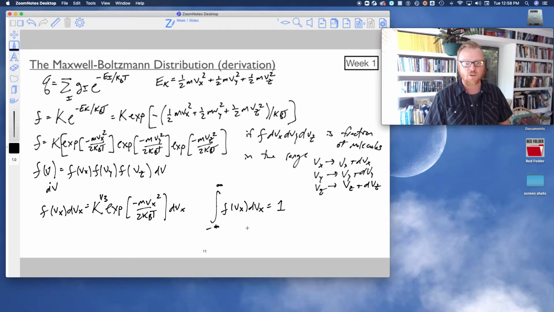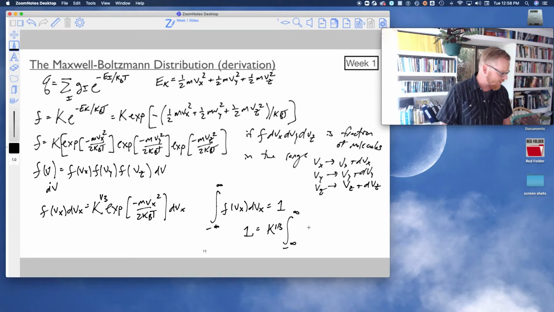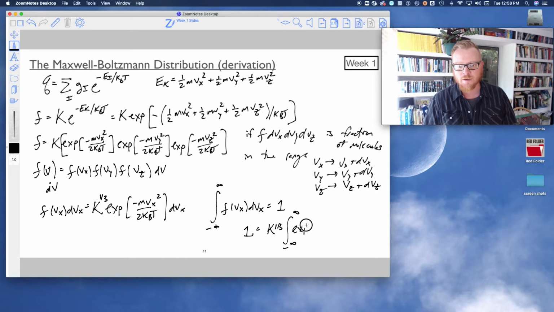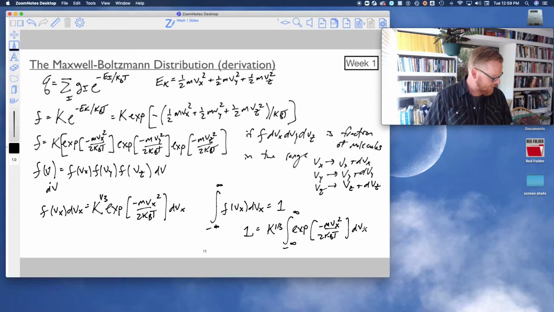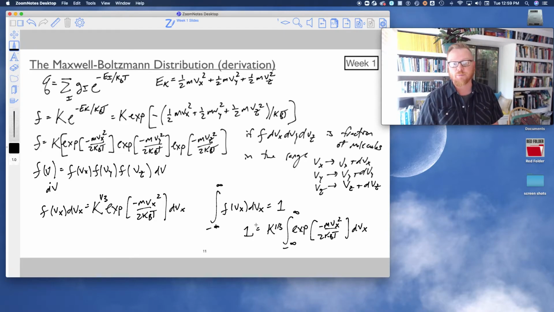So for example, doing some algebra, I can now say 1 equals K to the 1/3 power, because it's a constant, I'm taking it out from the integral sign. I don't need to put that in the integrand because it's a constant. And now that's going to be, replace this with f of v_x dv_x, this function here. So that's going to be my exponential function of negative m v_x squared over 2 k_B T times dv_x. Fantastic. And from here, I know we're learning how to use Mathematica, so we could plug this into Mathematica and it could solve that function for us all day.